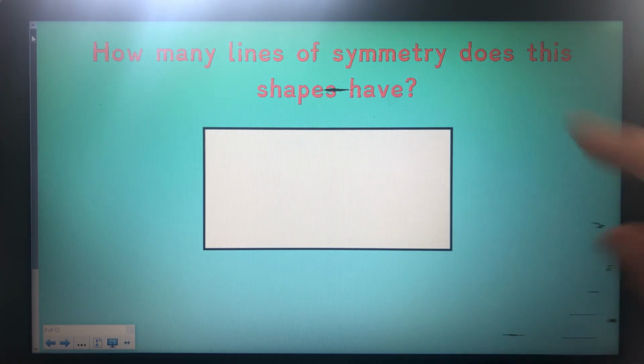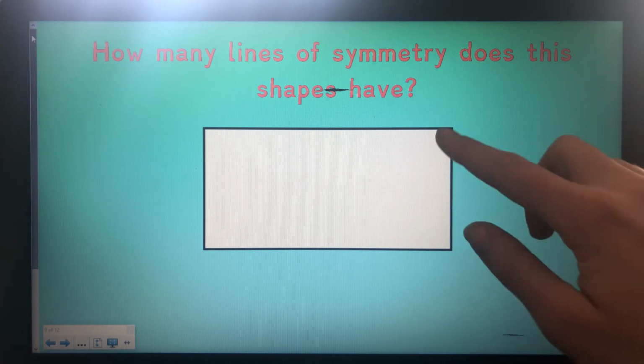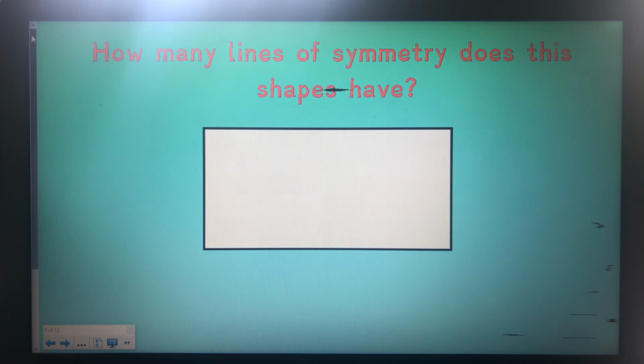Now, this isn't a regular polygon. It does not have 4 equal length sides. Okay, it has 4 equal angles. These are all right angles. It does not have 4 equal length sides, so it's not a regular polygon.